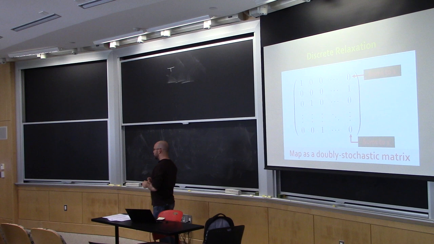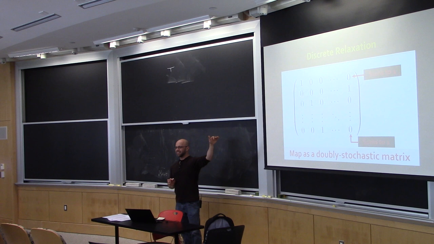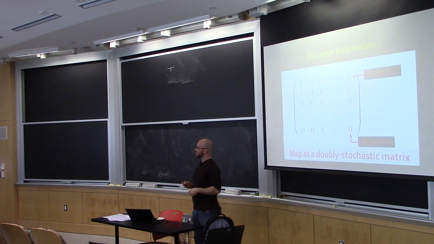One side note: if I look at the set of permutations and I sum all of the rows, I'm always going to get one, right? Because every single row of a permutation matrix has a single one in it, and every single column also has a single one in it. That space is called the doubly stochastic matrices.